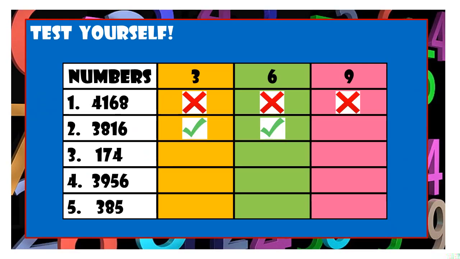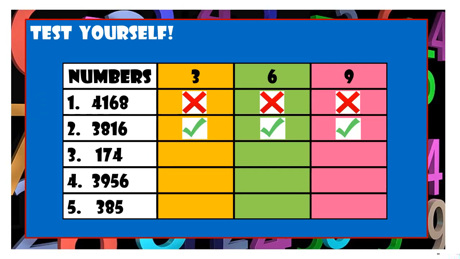How about 9? Is it divisible by 9? Yes, it is divisible by 9 because 18 is divisible by 9. The sum of its digits is 18. So 18 is divisible by 9. Therefore, 3,816 is divisible by 9.